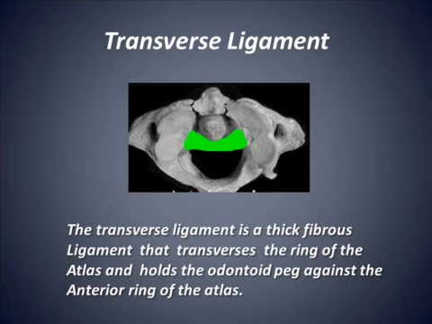The next ligament we'll be looking at now is the transverse ligament. This is a thick fibrous ligament that traverses the ring of the atlas and holds the odontoid peg up against the anterior ring of the atlas. And here I have it highlighted in green.